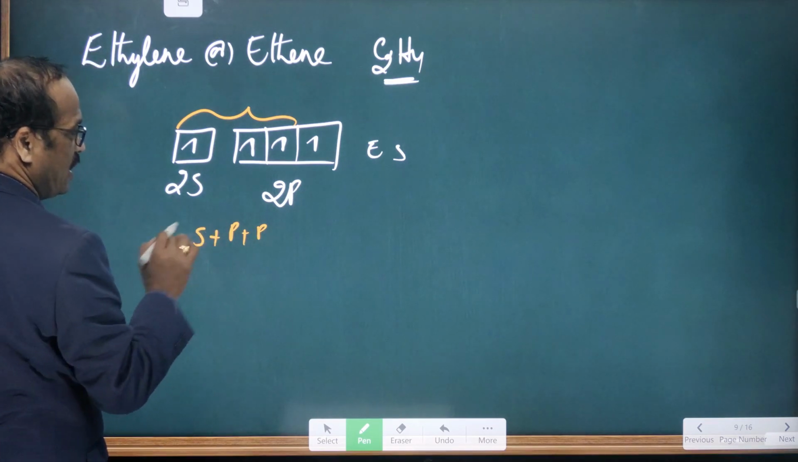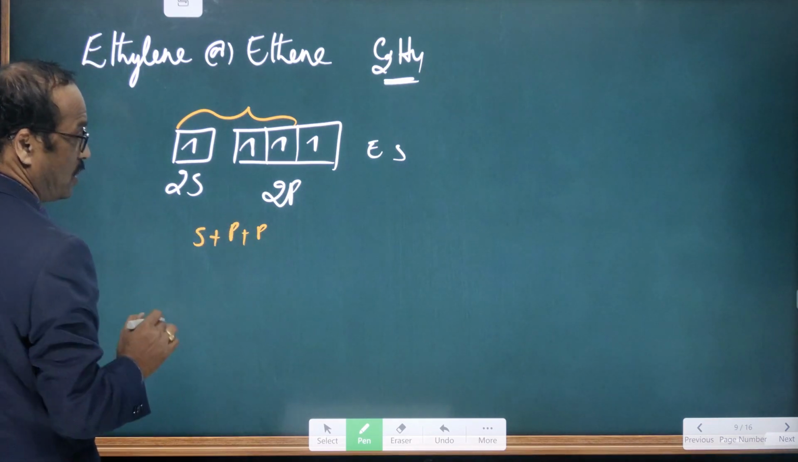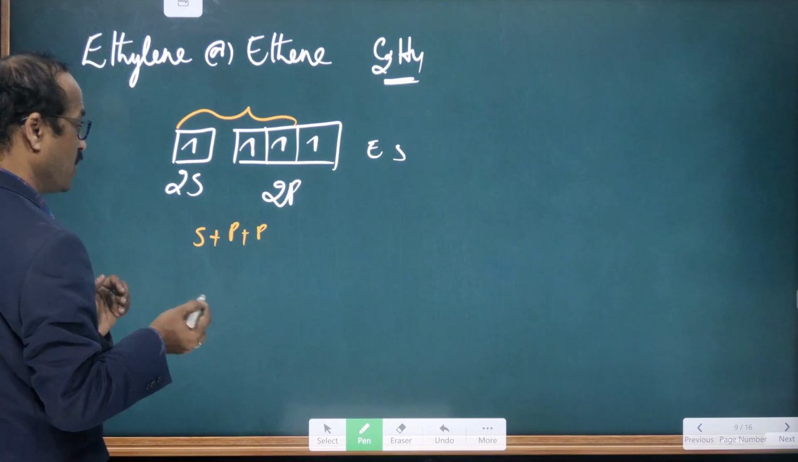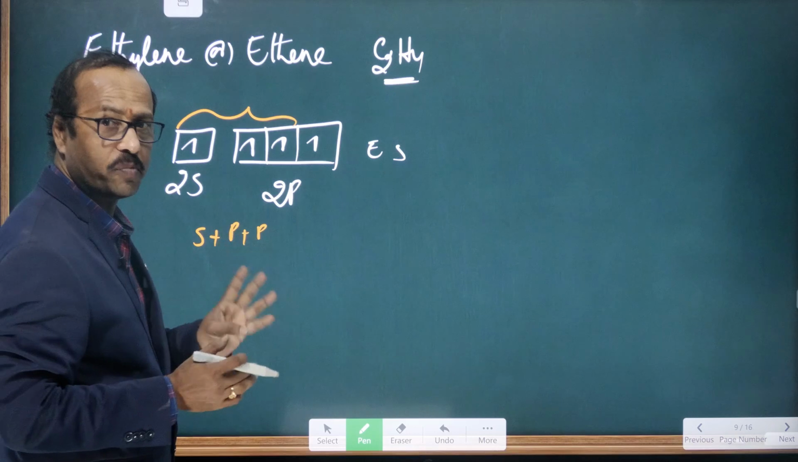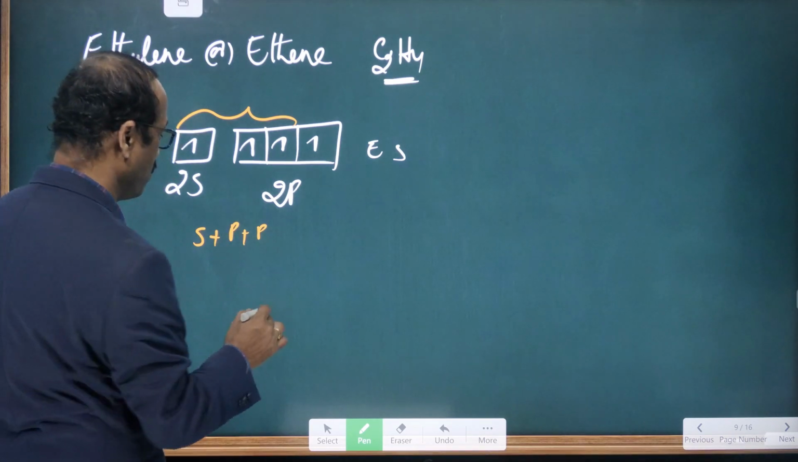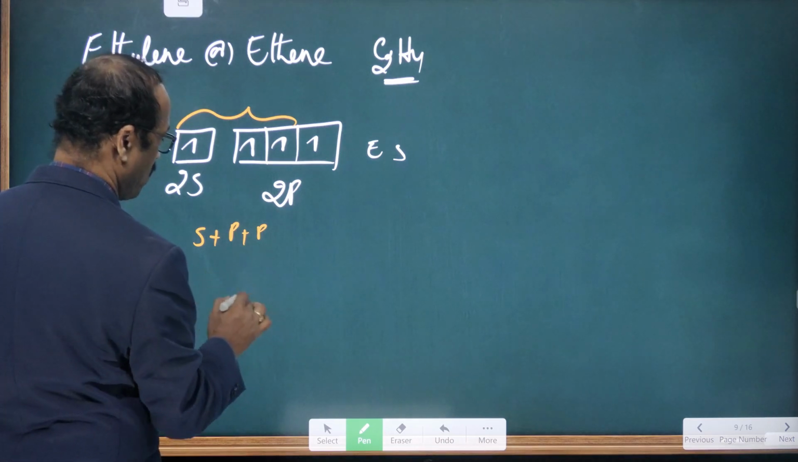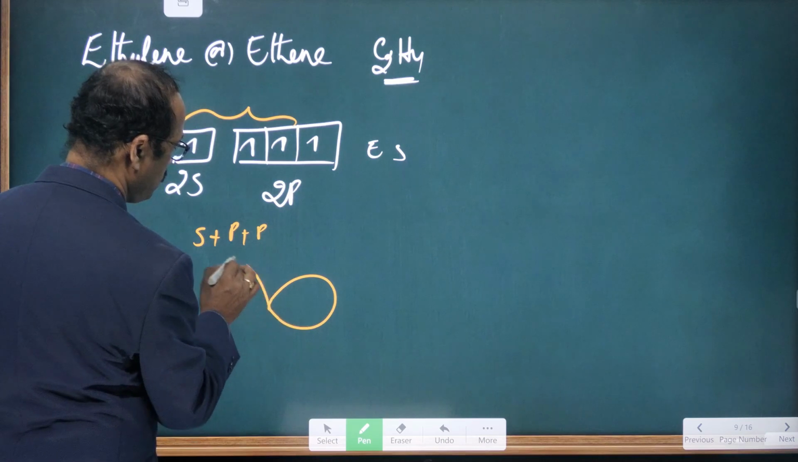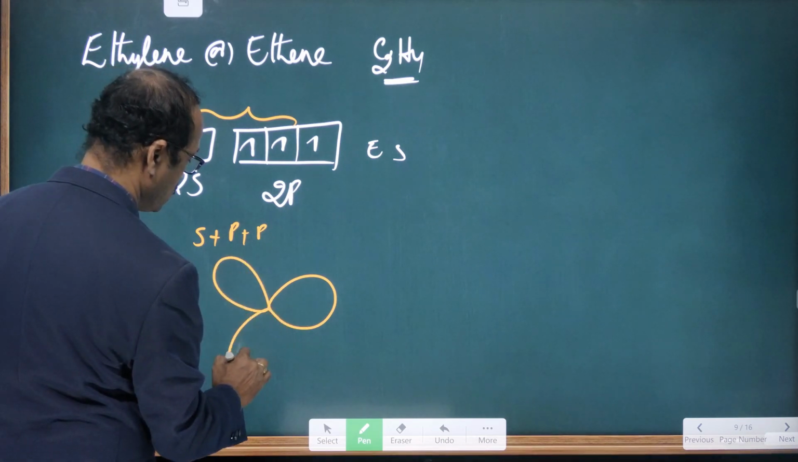So the s orbital and 2 p orbitals, 1, 2, 3. In total, how many orbitals are undergoing hybridization? 3. So how many hybrid orbitals will form after the hybridization? Only 3 will form, because only 3 are intermixing. So we'll get 3 hybrid orbitals. How will it be? It will be like this: 1, 2, 3.